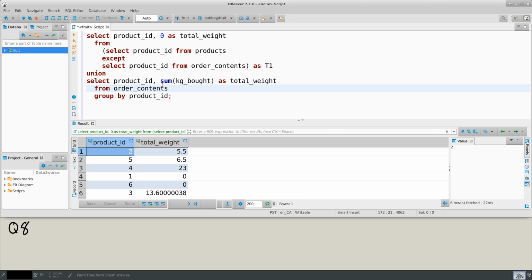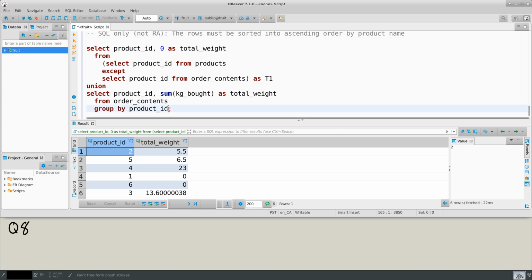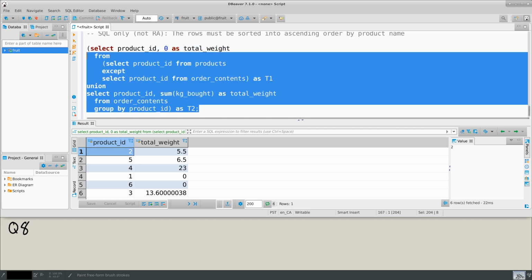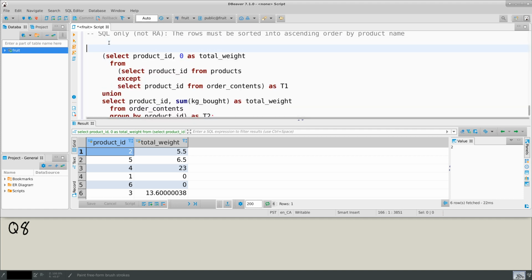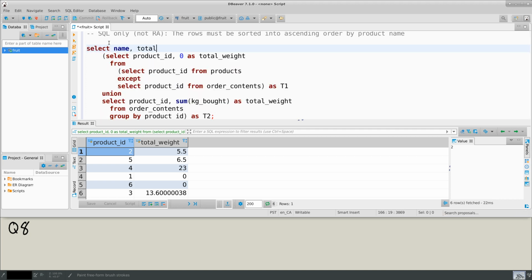Am I done? No, I'm not. What I was requested was product name and total weight. So I have product ID and total weight, but I don't have product name. So what do I have to do? Well, I guess I've got to take this huge thing, batch it up into its own nested query, tab that in, and I say select name and total weight.